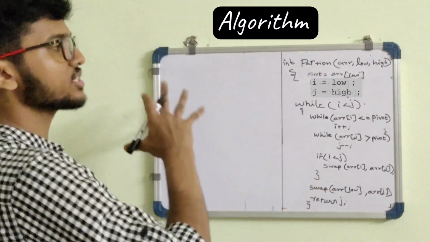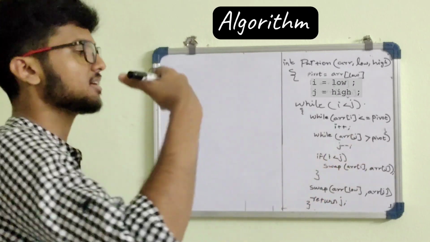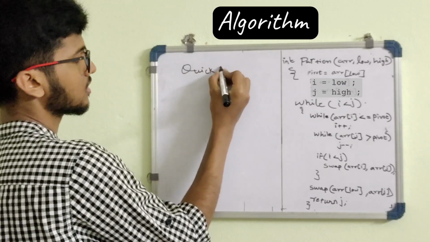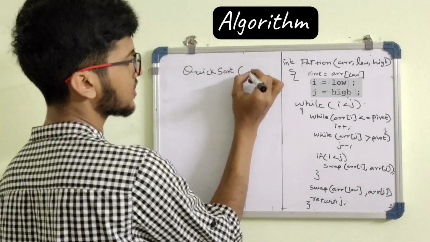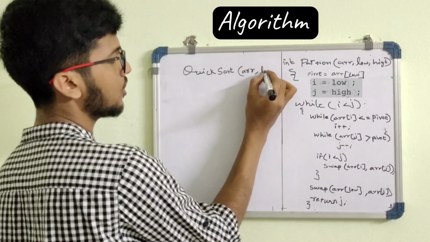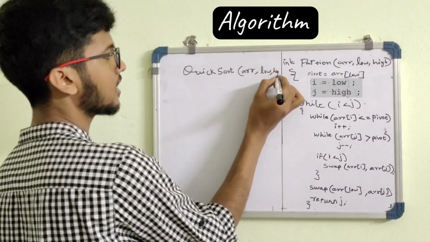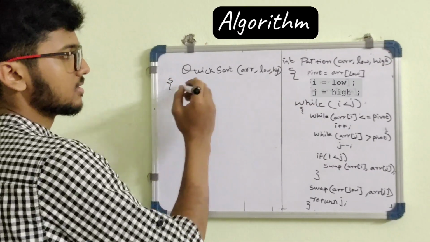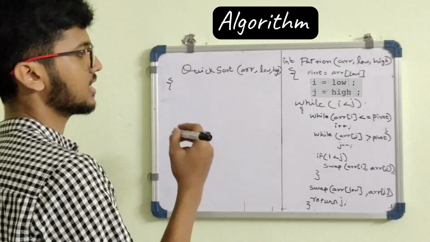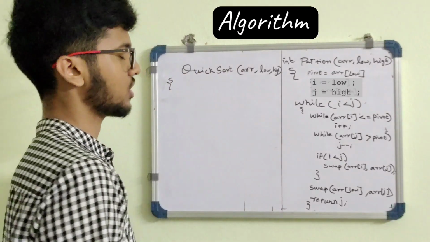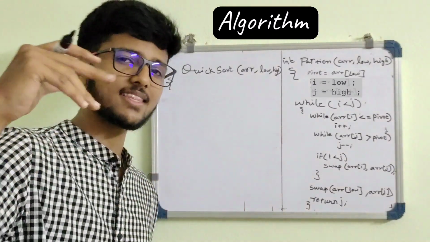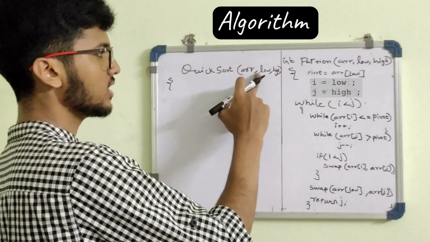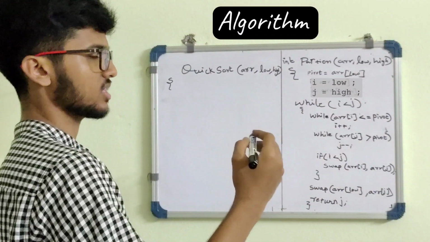So now we will see how quicksort is going to call this partition method recursively. So quicksort takes three input arguments, an array, a lower bound and a higher bound, right? The one condition we need to check in quicksort is that the lower bound should always be less than the higher bound. So we need to make sure that low is always smaller than the higher bound.